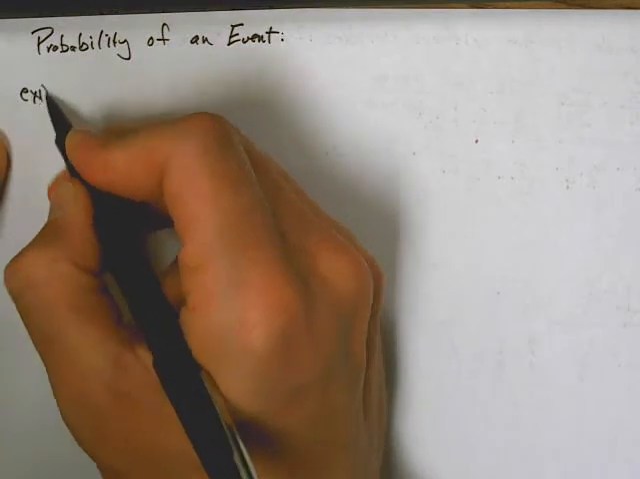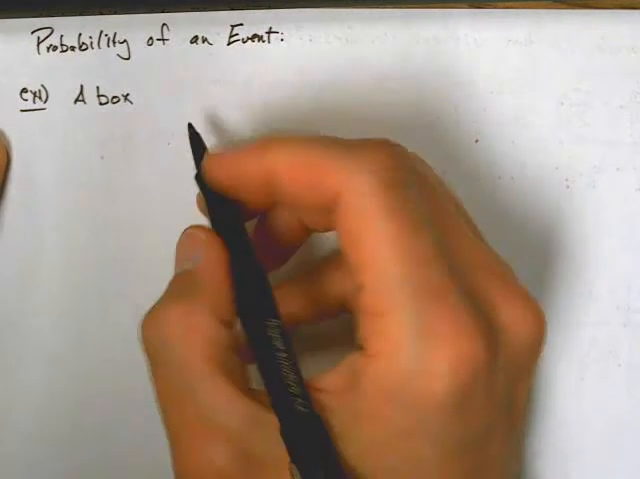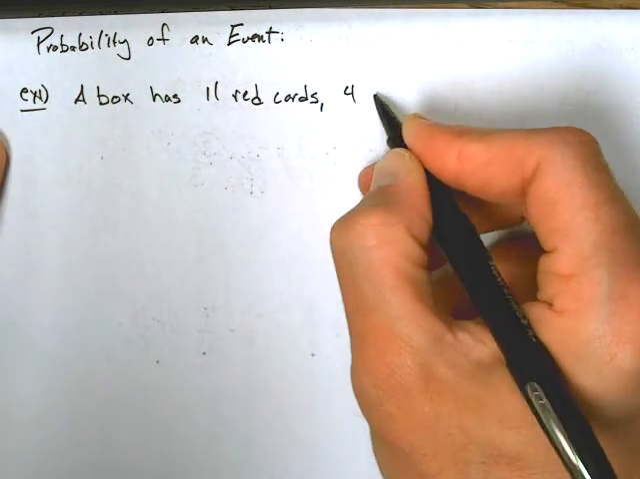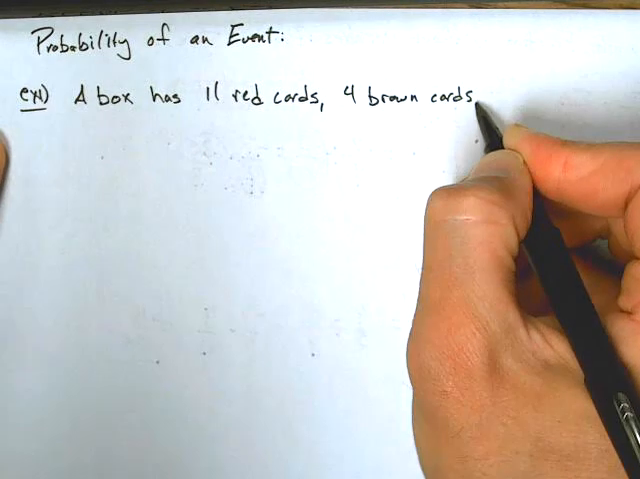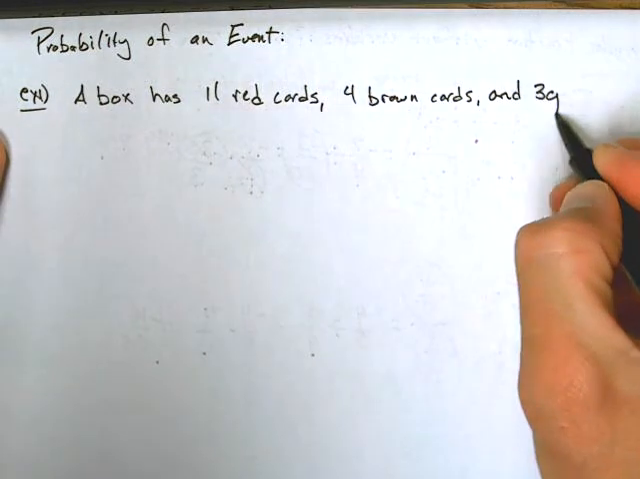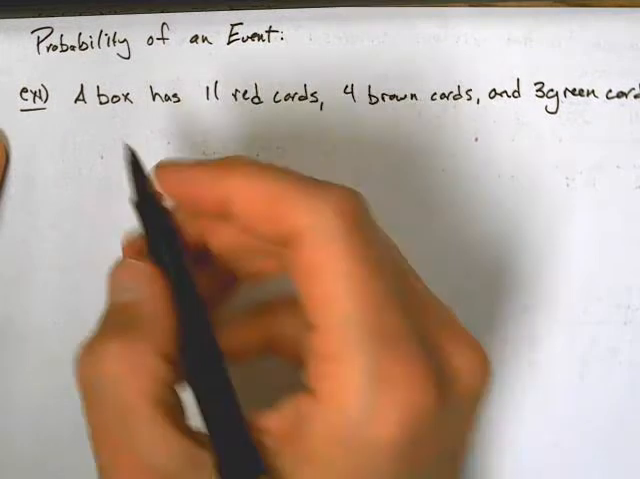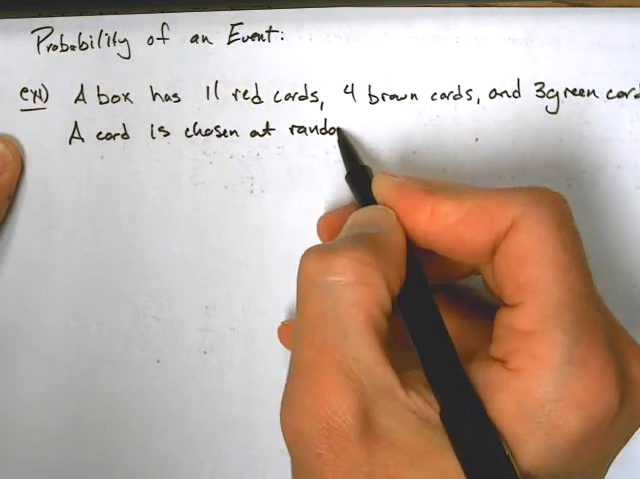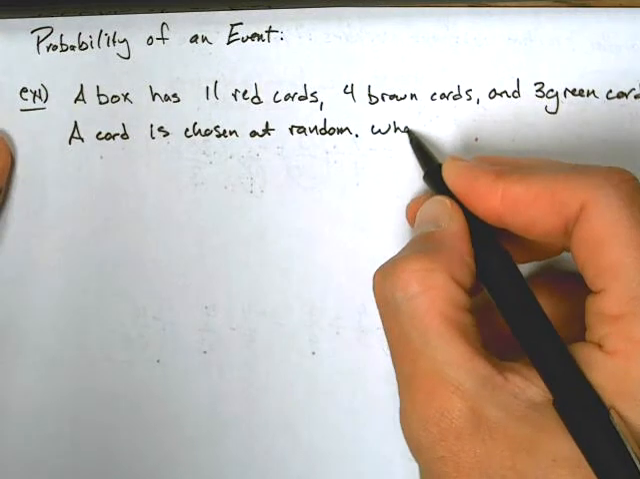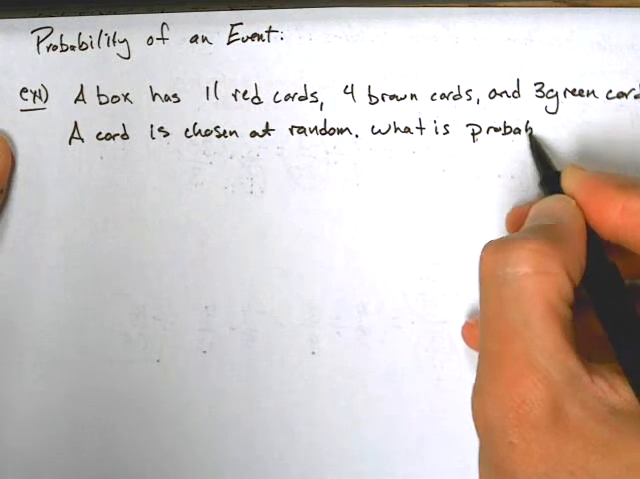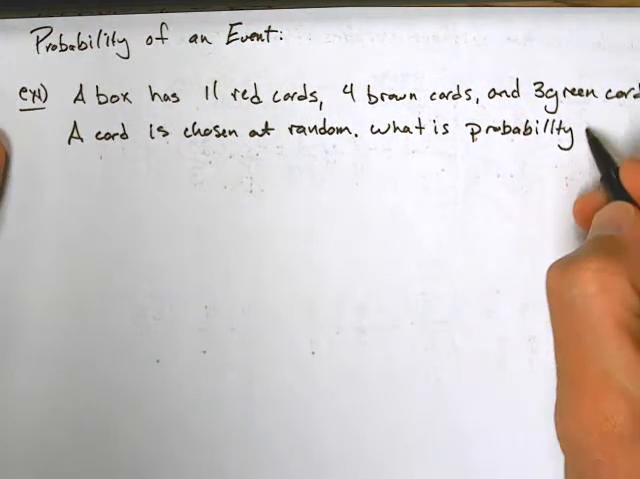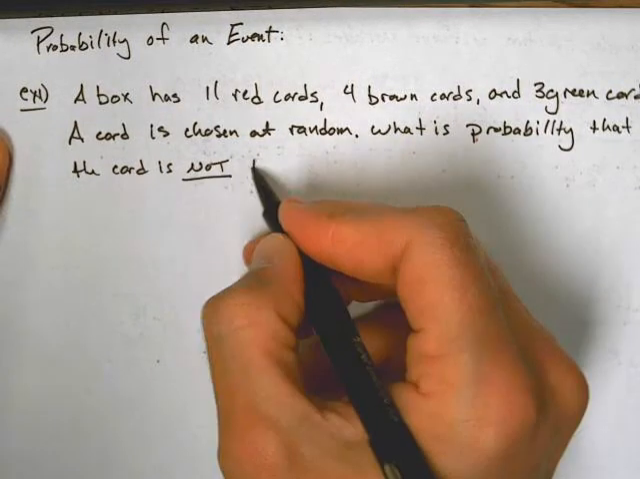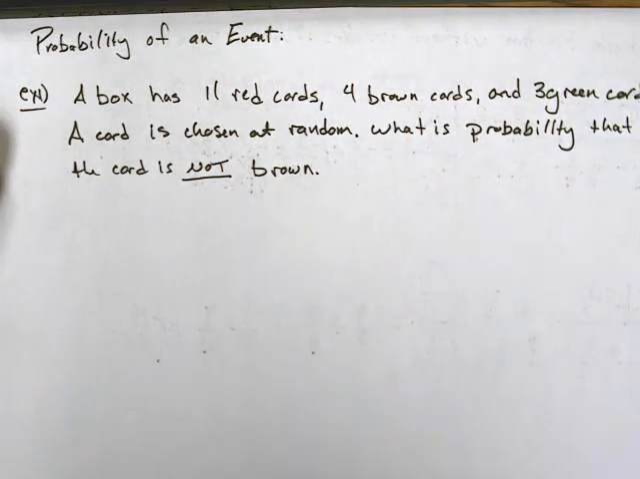Let's say that in this example, and please write this out with me, a box has 11 red cards, 4 brown cards, and 3 green cards. A card is chosen at random from the box. Okay, we want to know what is the probability that the card is not brown. The probability that the card is not brown.